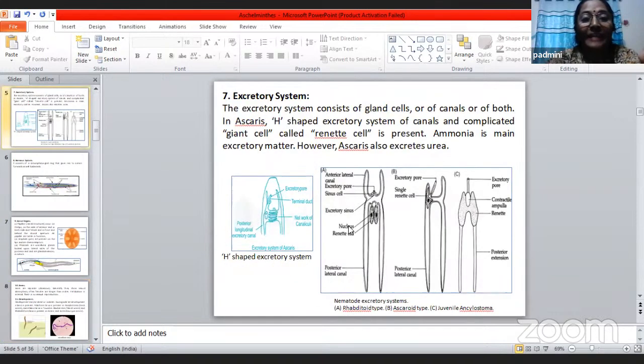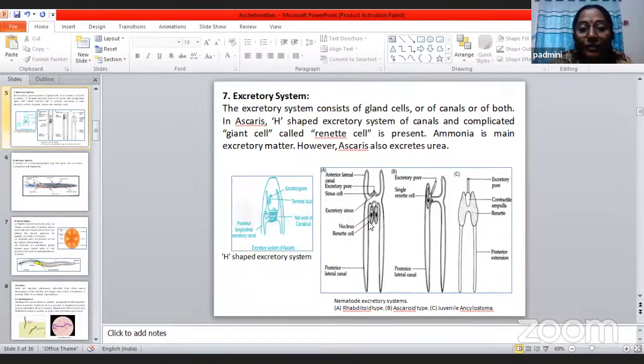Okay. Excretory system. You have three types of system; three types of examples are given here. The first one is the rhabditoid type of worm. The second one is the ascaroid type of worm. And the third is Ankylostoma. Each one has a different type of excretory system. The excretory system resembles the alphabet H. The anterior arms are short and the posterior arms are long.